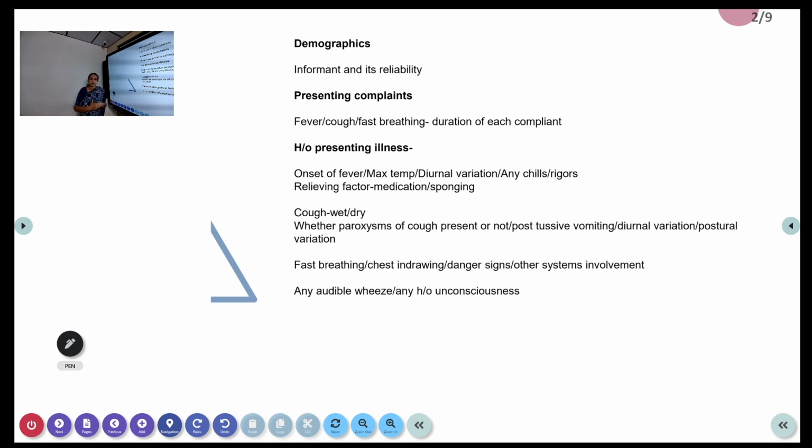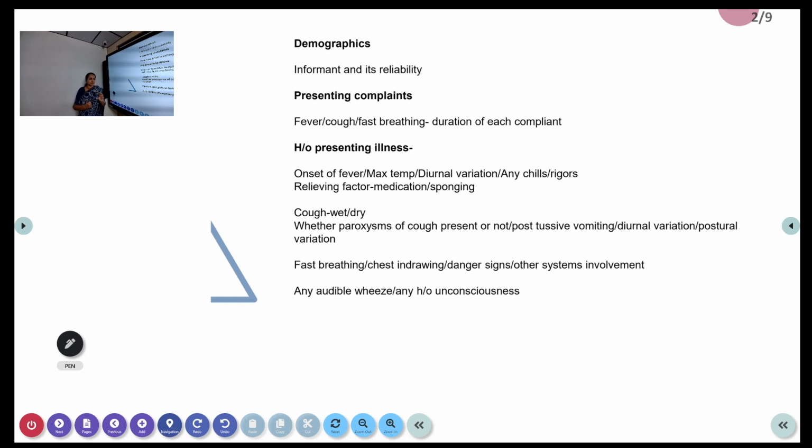That is, other systems involvement means along with the fever, cough and the fast breathing, is the child having any urinary complaints? Is there any pain while passing micturition? Is there any loose stools? Is there any vomiting, any yellowish color to the urine? Like that. So ask about other systems involvement also. Then any audible wheeze also you can ask, and we are asking about any history of unconsciousness.